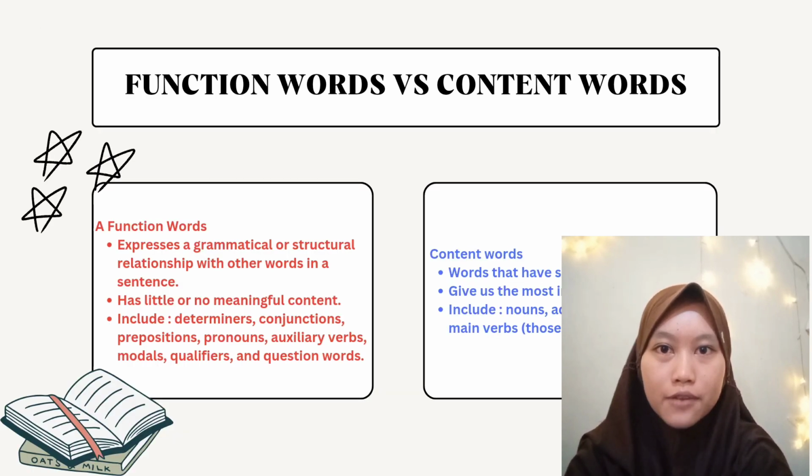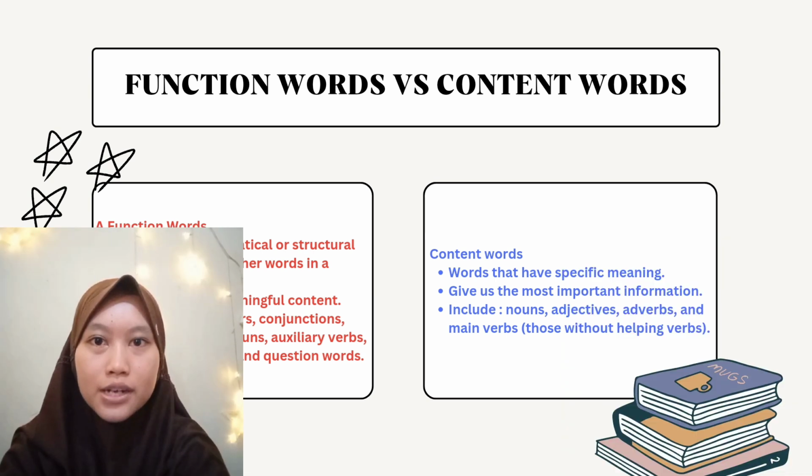In English grammar, a function word is a word that expresses a grammatical or structural relationship with other words in a sentence. In contrast to a content word, a function word has little or no meaningful content. Function words include determiners, conjunctions, prepositions, pronouns, auxiliary verbs, modals, qualifiers, and question words.